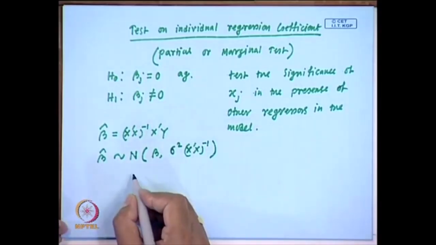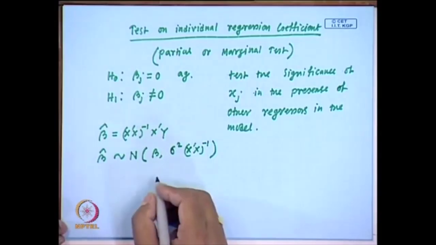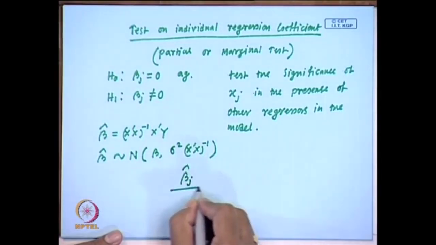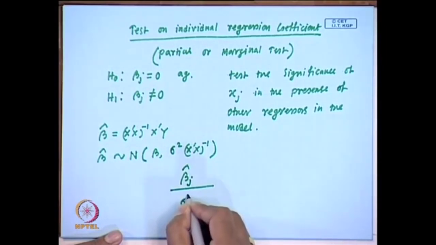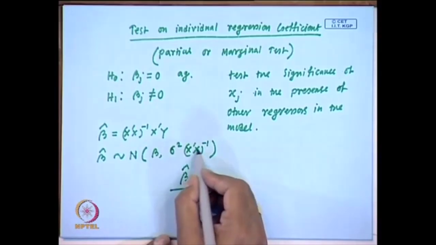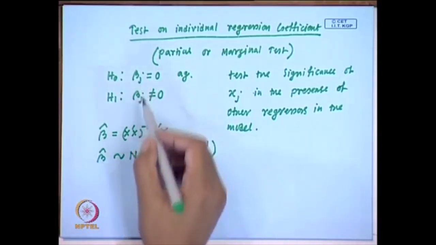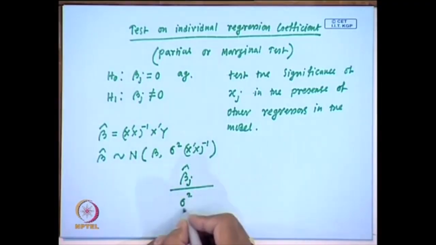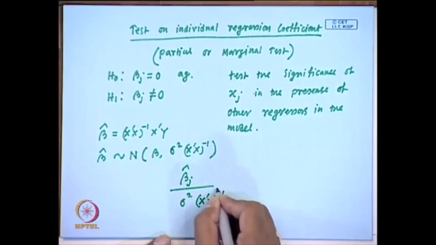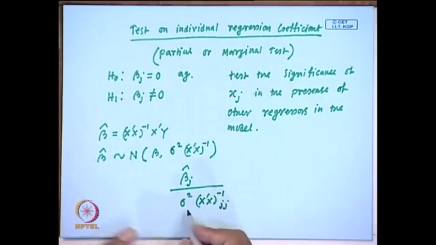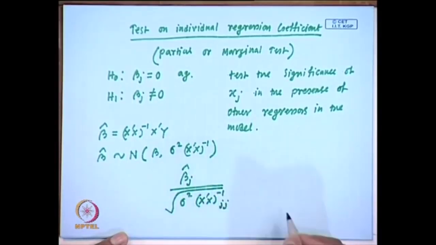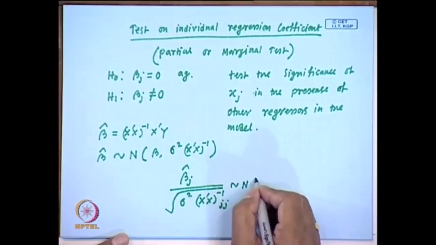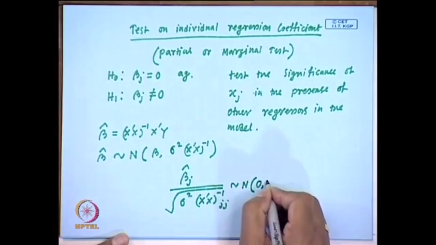Now, from here we can conclude that beta j hat, divided by sigma square. So, this is the total variance covariance matrix, but here we are only concerned about beta j. So, we will be taking the jth element here. Sigma square times X prime X inverse, you take just the jth element. So, this follows normal distribution with mean 0 and variance sigma square.